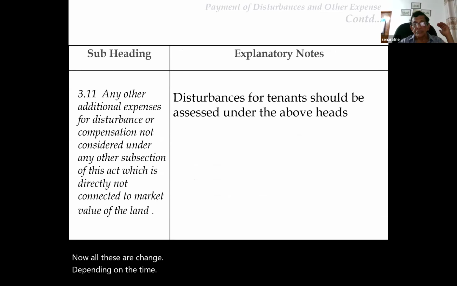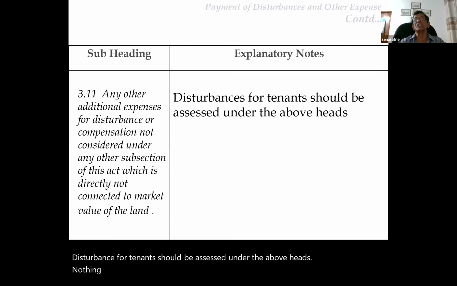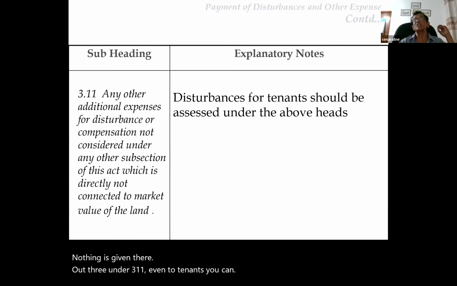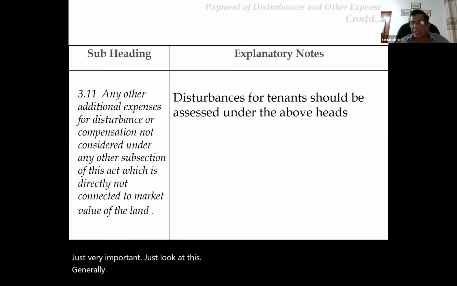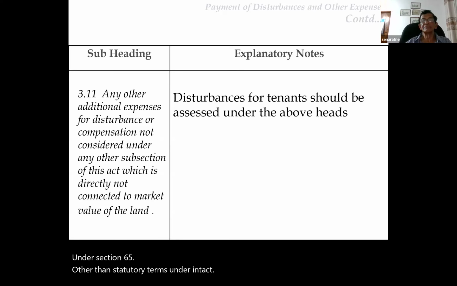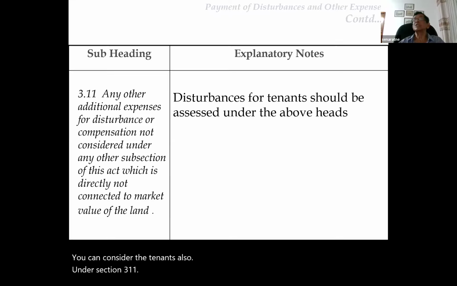311, as I said, disturbance for tenants should be assessed under the above heads. Nothing is given there. Under 311, even to tenants, you can pay disturbance compensation. Just very important, just look at this. Generally, tenants are not entitled to compensation under Section 65 other than statutory tenants under the Rent Act. Therefore, under disturbance, you can consider the tenants also under Section 311. If tenants are making any claims, they are entitled to disturbance compensation under Regulation 2008. Keep that in mind.